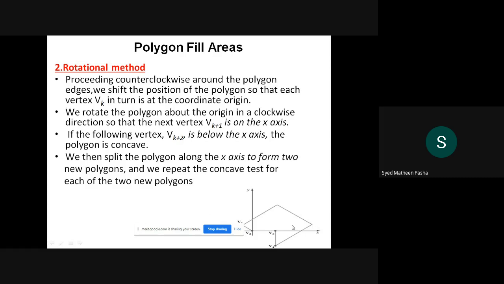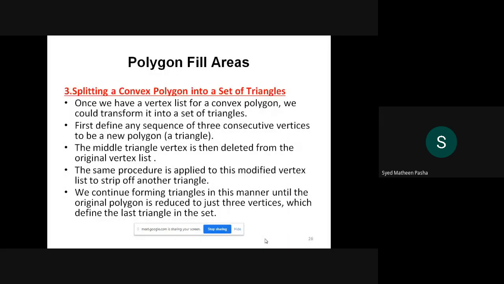I can consider this as one polygon, I can consider this as another polygon. As we have split up the polygon into the vertices with respect to origin, I can define two polygons in the plane which I have defined here. So this is how the rotational method works with respect to polygon fill areas.